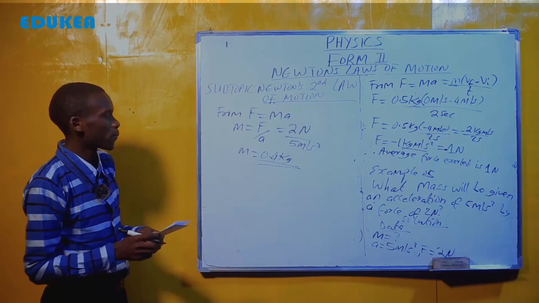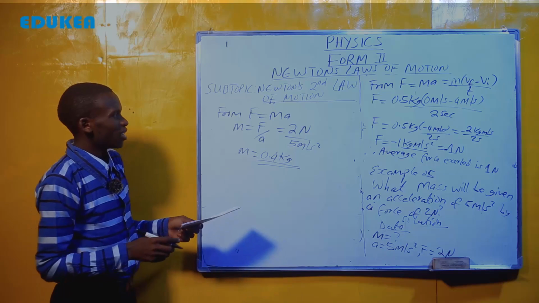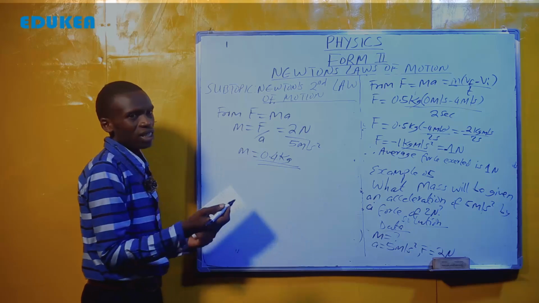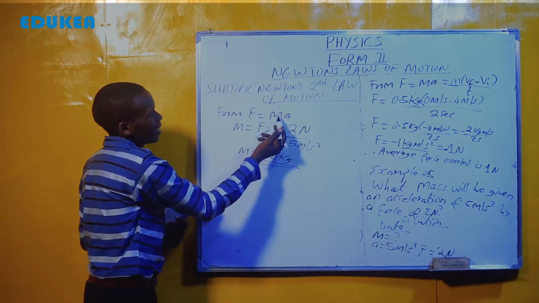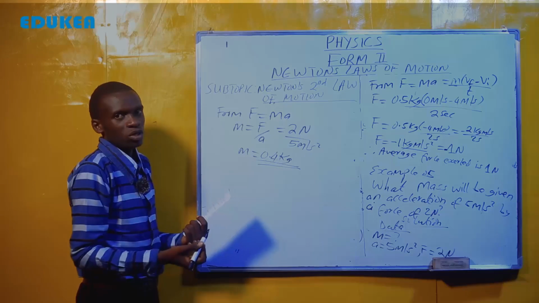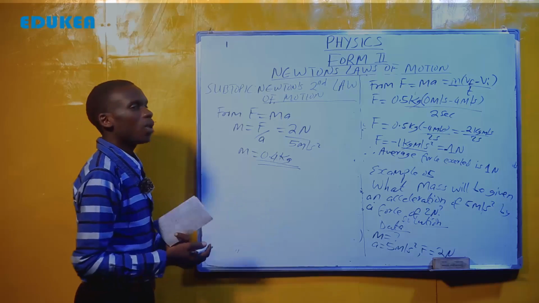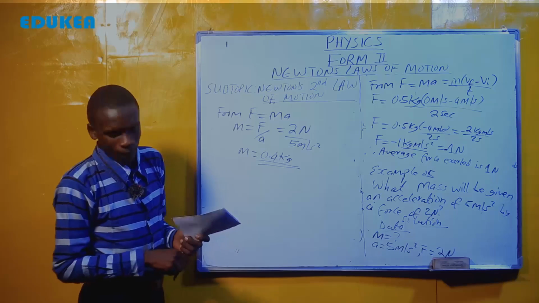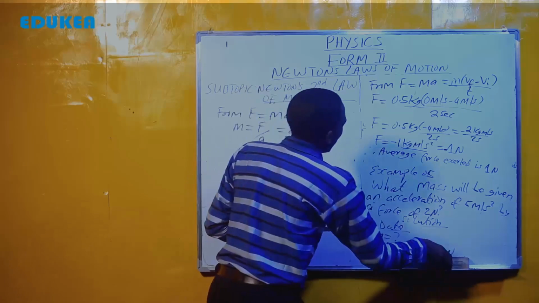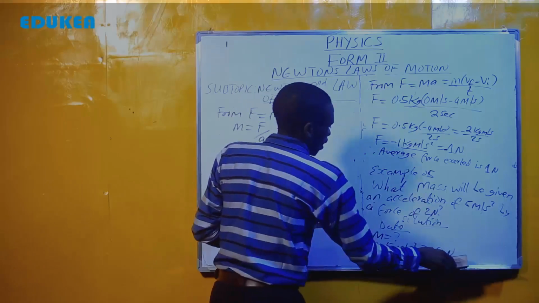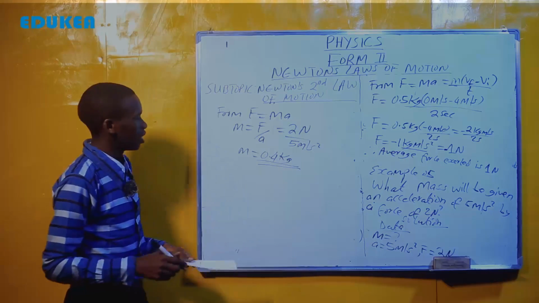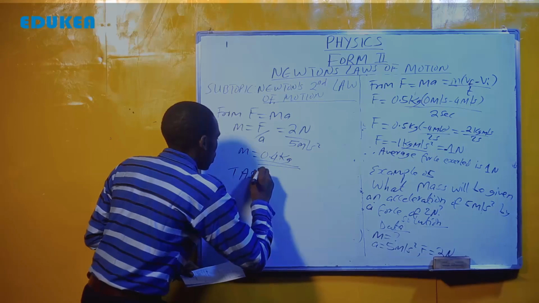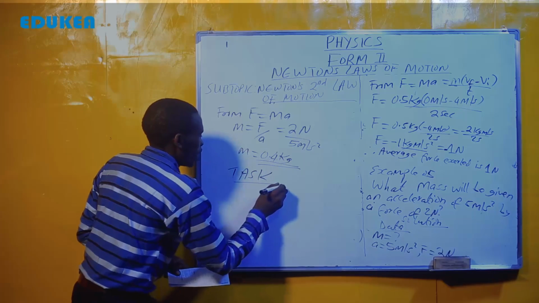So sometimes you can be given force and mass and you have to determine acceleration, or you can be given acceleration and mass and you have to determine force. Use this formula interchangeably to solve different problems. So after that, this will be the end of the lesson. Let's give you a short task to do in order to check your understanding.